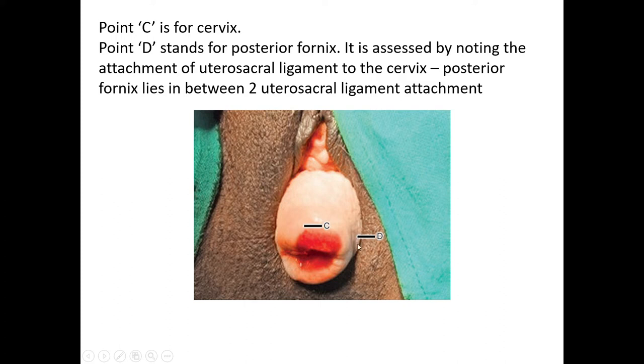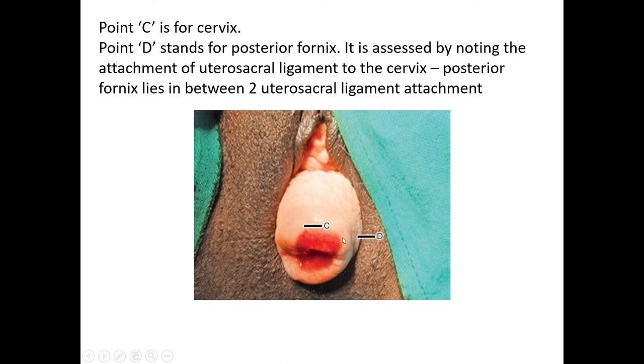when they are in the normal position, the area in between the insertion of the two uterosacral ligaments goes to the posterior fornix or the pouch of Douglas, right? So to find that, put a finger on this side and laterally and try to hook outside, and then you will find some resistance. That resistance is nothing but the attachment of the uterosacral ligament to the cervix, so that goes to the area of the posterior fornix, or point D, right?